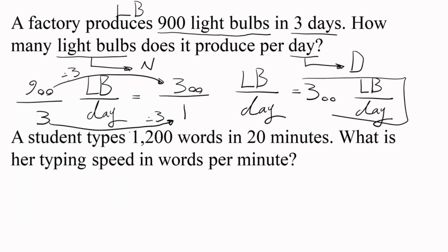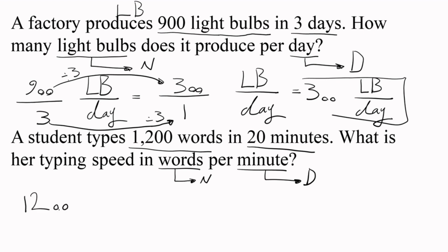A student types 1,200 words in 20 minutes. What is her typing speed in words per minute? So this one will be for numerator and this one will be for denominator. Do I have any value for the numerator? Yes, 1200. And do I have any value for the denominator? Yes, 20 words. I'm going to allocate W for words per minute.